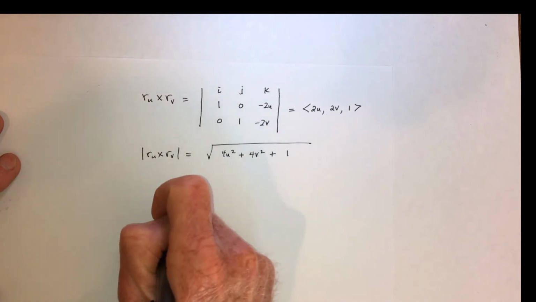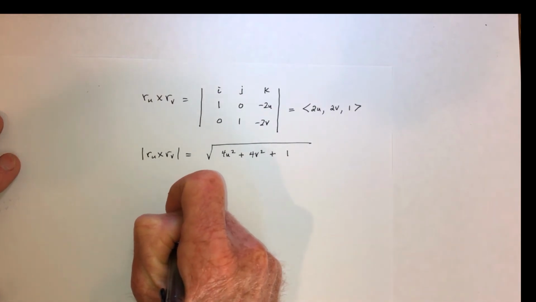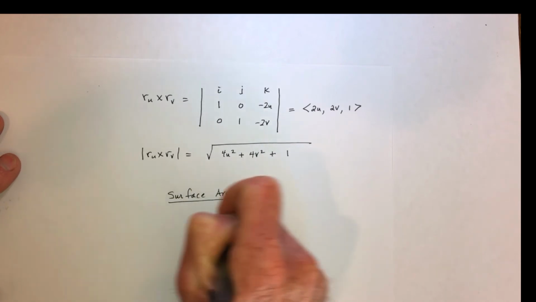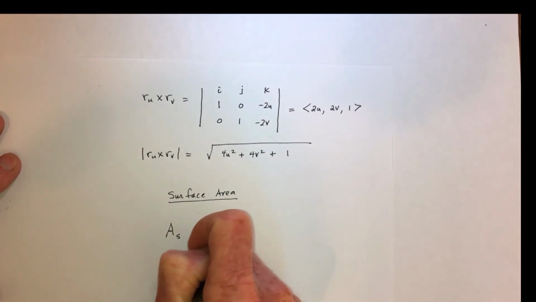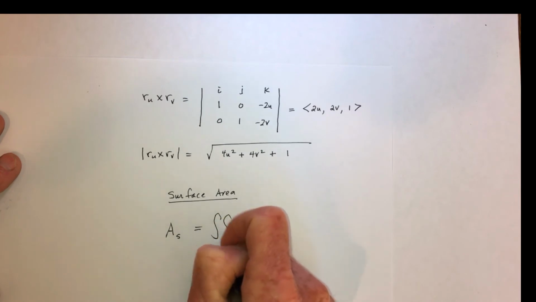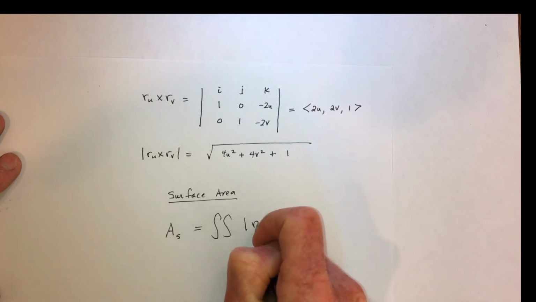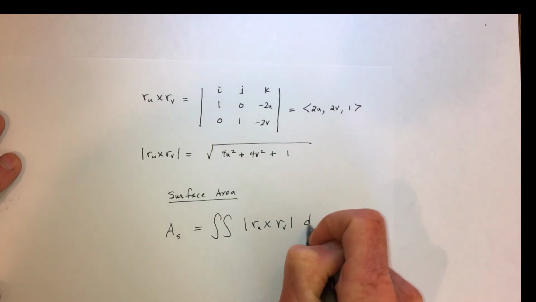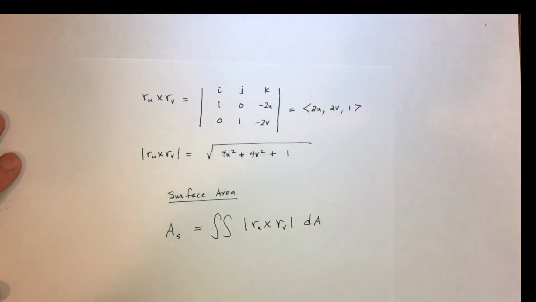So finally, summarize by saying for surface area, the area of the surface will equal the double integral of the length of R_u cross product R_v. And then you decide, should I do du first or dv?